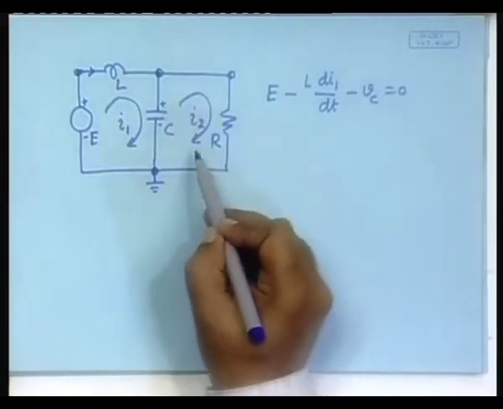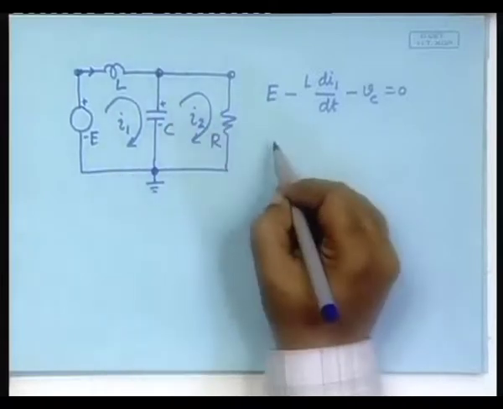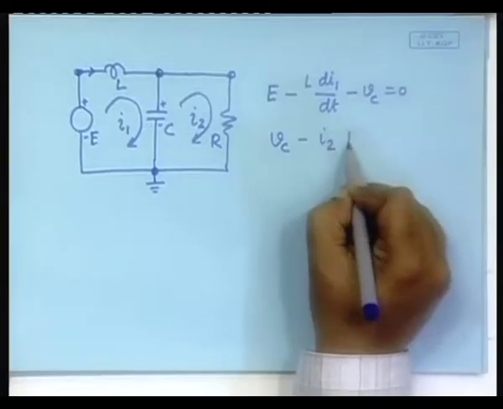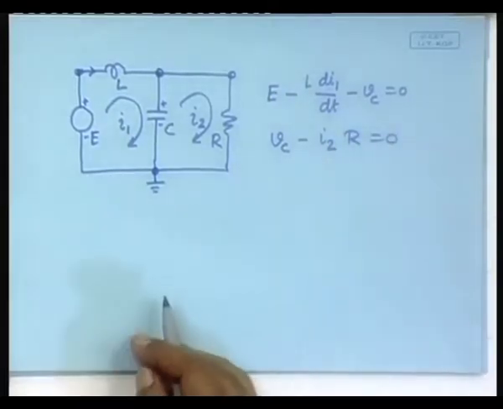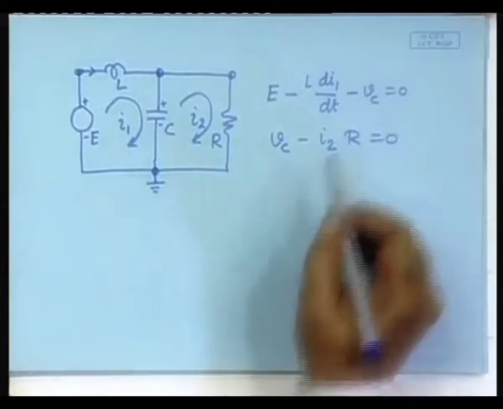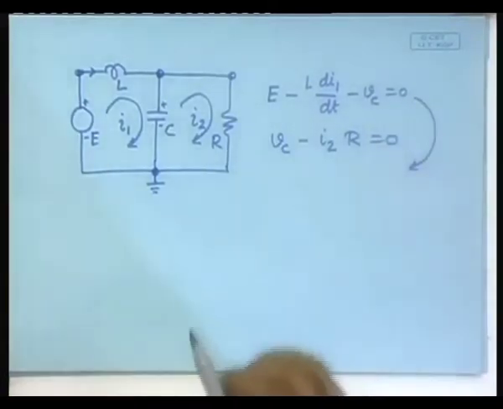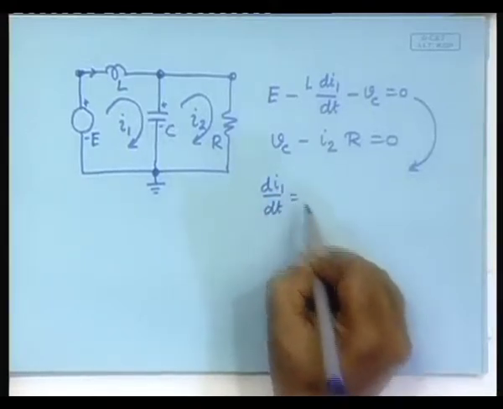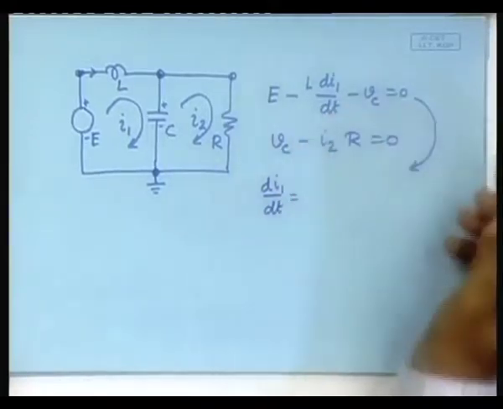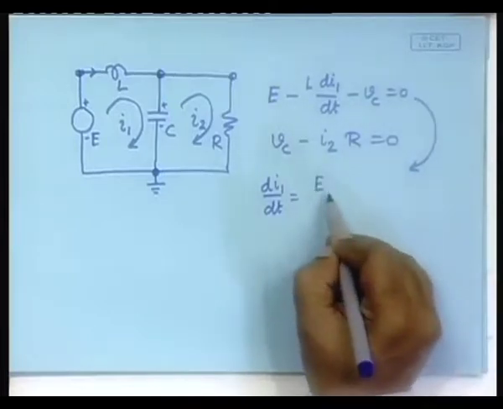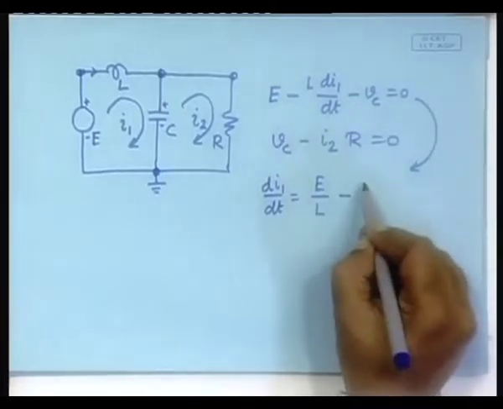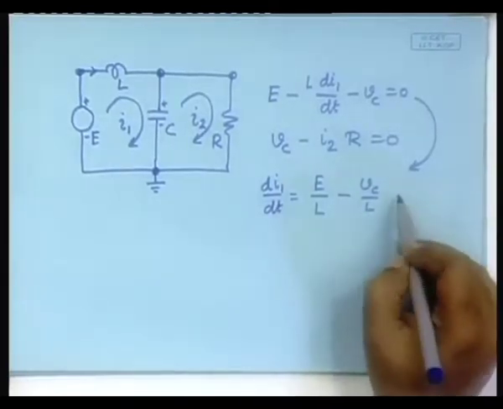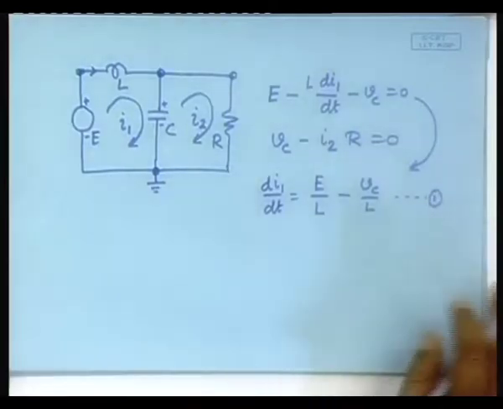And the second equation gives Vc minus I2 R equal to 0, right. The first equation immediately gives the differential equation dI1/dt is equal to, taking it to the other side, E by L minus, right. So, that is the first equation, no problem, done.